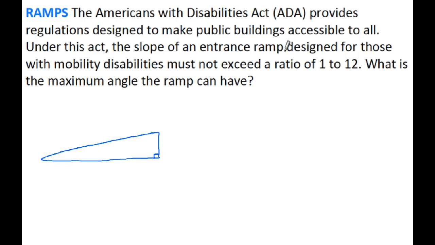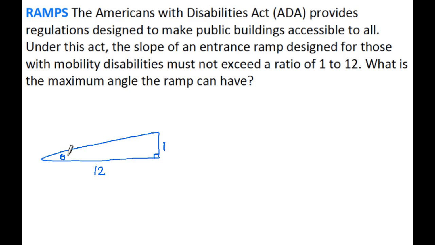So the slope of the ramp, if you recall, slope is rise over run. So the ratio of this side over this side cannot exceed 1 to 12. So I'm going to go ahead and label my vertical side as 1 and my horizontal side as 12. Okay, so the ratio can't be bigger than 1 to 12. So what is the maximum angle the ramp can have? What we're solving for is this angle over here.